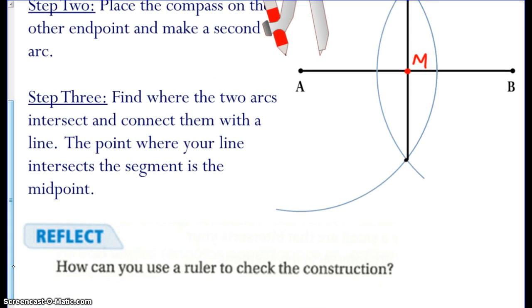So, the reflection question, how can you use a ruler to check that you did this correctly? Well, what you would do is measure AM and MB, and they should be the same length because a bisector cuts it into two equal pieces.